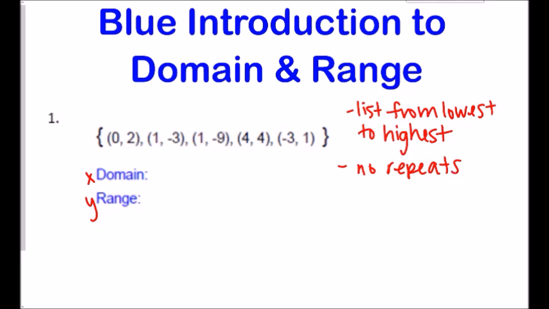Okay, so if we look at domain, we want to use set notation, so you're going to use one of the brackets, and we want to start from the lowest x value up to the highest x value. So our lowest x value would be -3, and we've got 0. We've got 1 listed twice, so I'm only going to write it one time because we do not want any repeats. And finally, we've got 4.